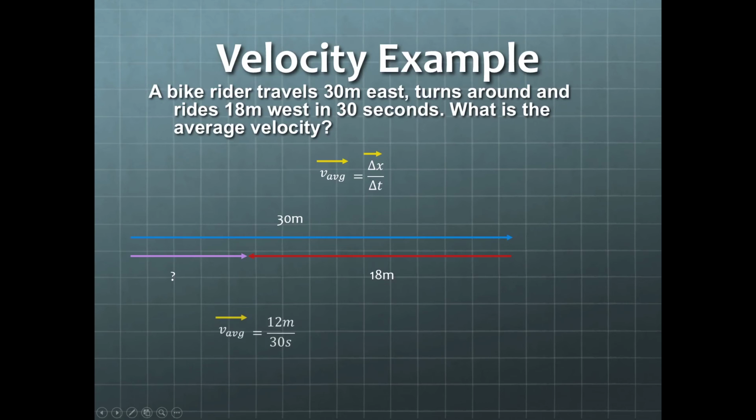Let's finish our velocity example. Since we know the displacement to be 12 meters east and the time to be 30 seconds, the average velocity is 0.4 meters per second east.